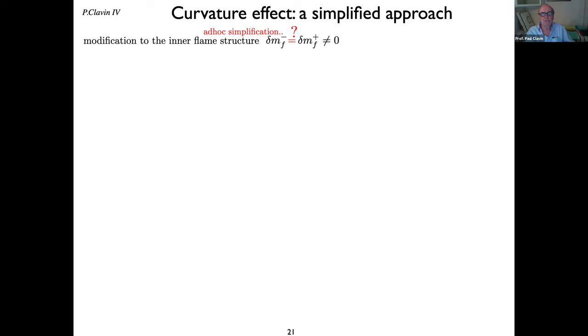The very simplified approach that I am going to present in two slides here is not completely satisfying from the theoretical point of view. What I am going to do is something which is not completely right, and in fact it is wrong: the mass flux is perturbed now, is no longer zero, but I will keep the same modification on both sides, in the upstream cold mixture and downstream hot mixture. So this is an ad hoc assumption, which indeed is not right. But this is enough to understand what is going to appear in the equation of the linear growth rate.